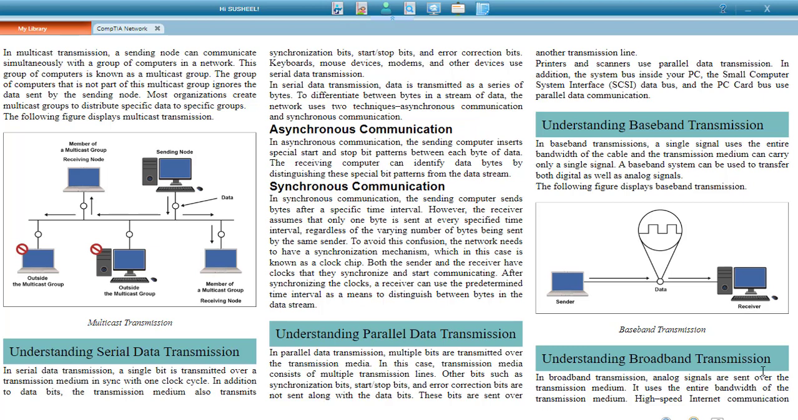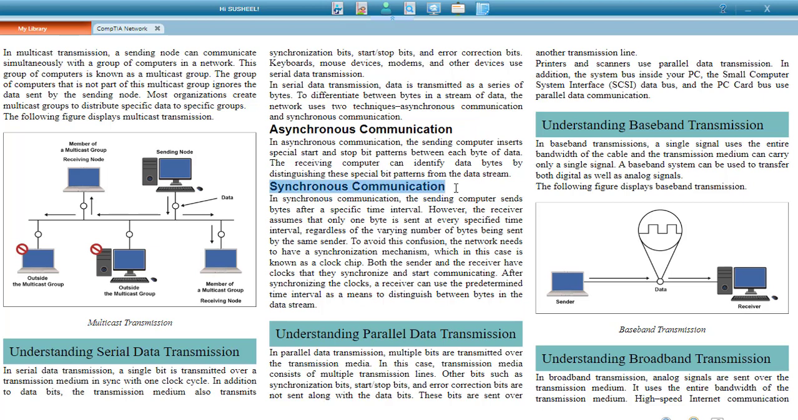Multicast transmission. Understanding serial data transmission. In serial data transmission, a single bit is transmitted over a transmission medium in sync with one clock cycle. In addition to data bits, the transmission medium also transmits synchronization bits, start/stop bits, and error correction bits. Keyboards, mouse devices, modems, and other devices use serial data transmission.